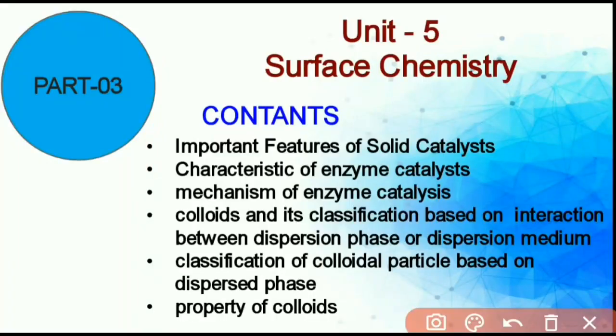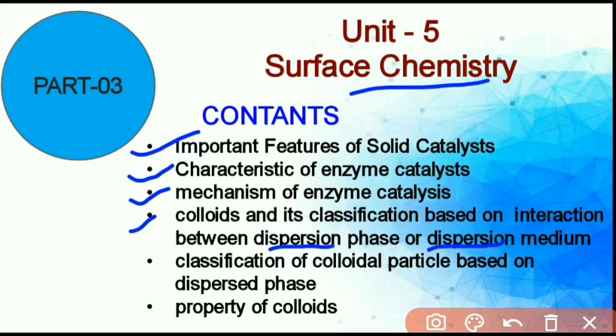Hello dear student. In Part 3, Unit 5 Surface Chemistry, we will cover the following contents: important features of solid catalyst, characteristics of enzyme catalysis, mechanism of enzyme catalysis, colloids and their classification based on interaction between dispersion phase and dispersion medium, classification of colloidal particles based on dispersion phase, and the properties of colloids. So let's discuss all the points one by one.